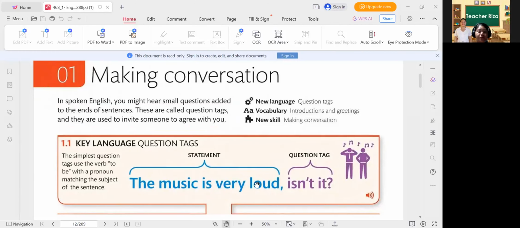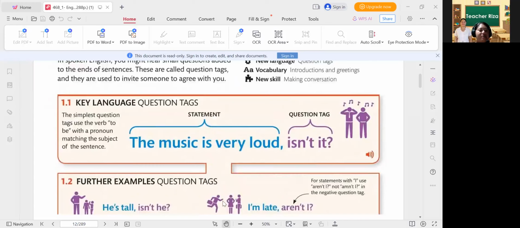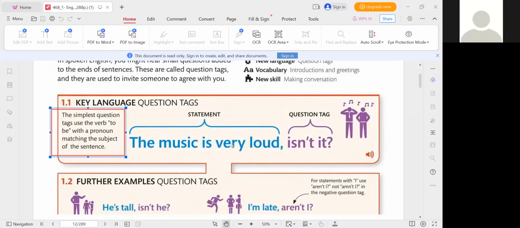So here is the first. We have 1.1. The key language is all about question tags. So this is our lesson for tonight. It's all about question tags. So please read the definition of question tags. The simplest question tags use the verb to be with a pronoun matching the subject of the sentence. Okay, exactly. Very good. So that is the question tags.